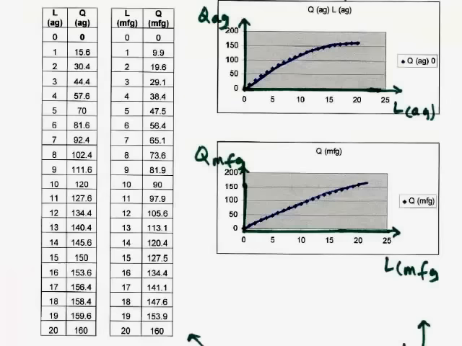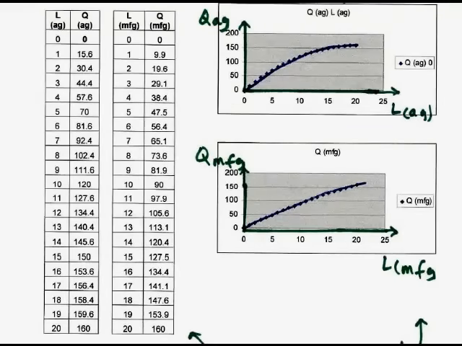I actually use a spreadsheet to solve this particular problem, and here are the data based on the spreadsheet. Here's the production function, the quantity of labor and the quantity of output from 0 workers up to 20 workers. I hope you can see that. And this is what the production function looks like in the agricultural sector. So 20 workers would produce 160 units of output.